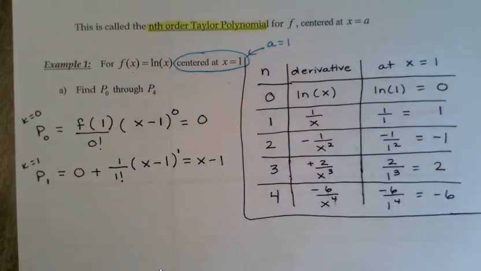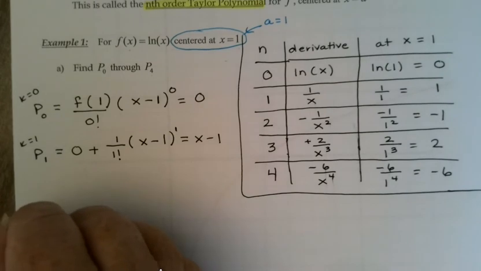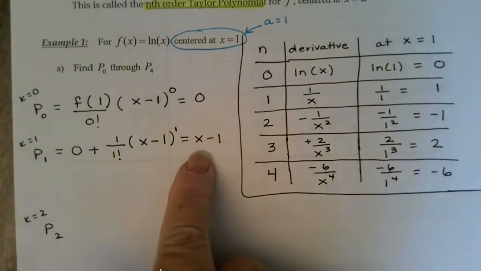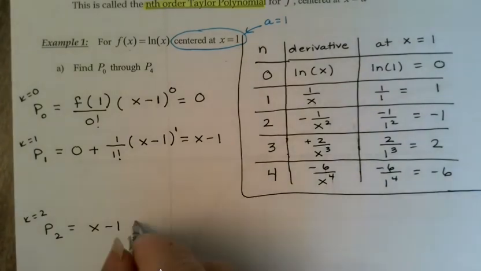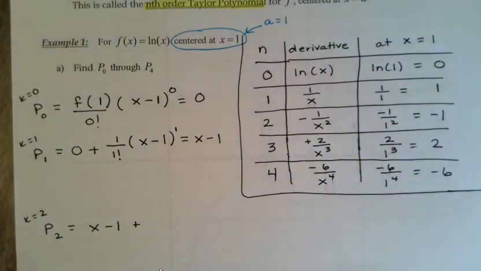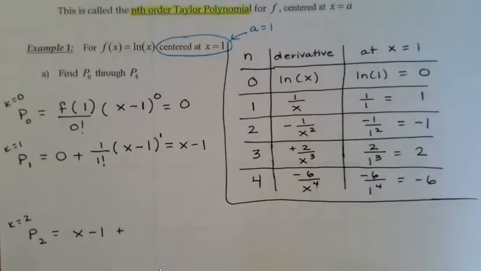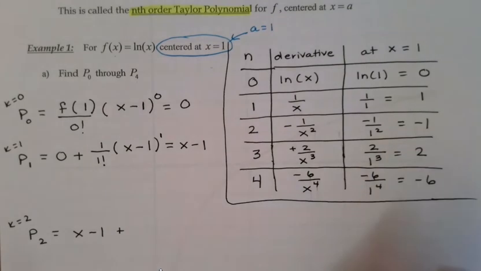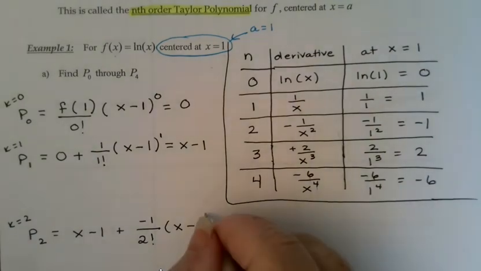Okay. Let's keep going. I'm going to go down here because I'm going to need a little more space. P2. So again, I always keep what I already had. I already did the k equals 0 and the k equal 1 terms, so I keep them. And then I add on my new term. The top, again, is now the second derivative. My second derivative is negative 1, over k factorial, so 2 factorial, times x minus a, which is 1, to the second power.